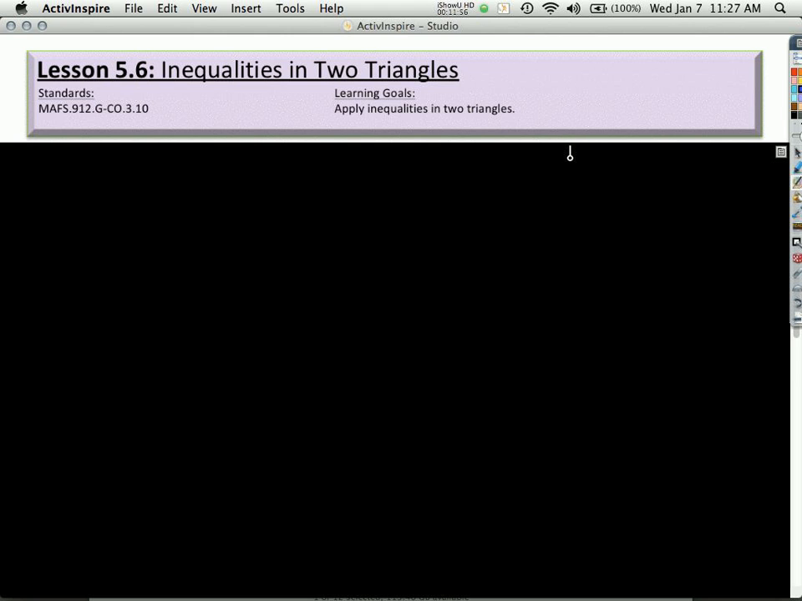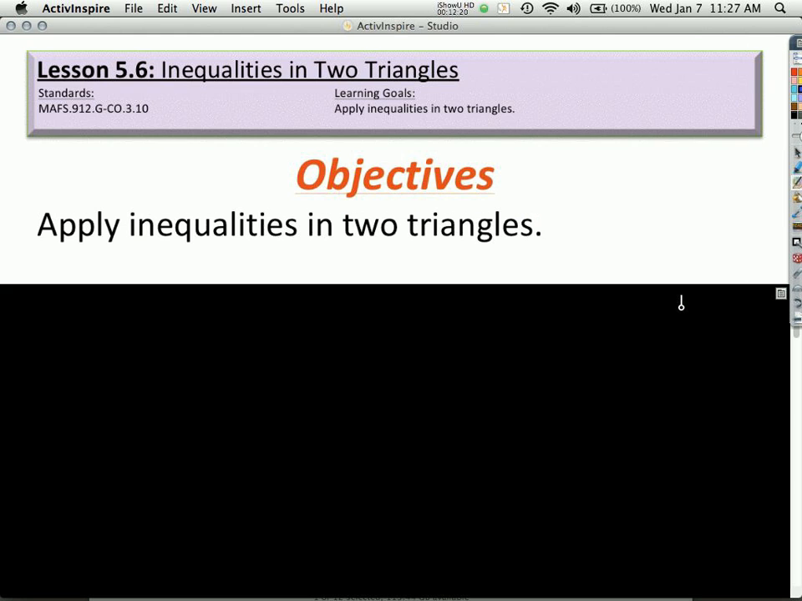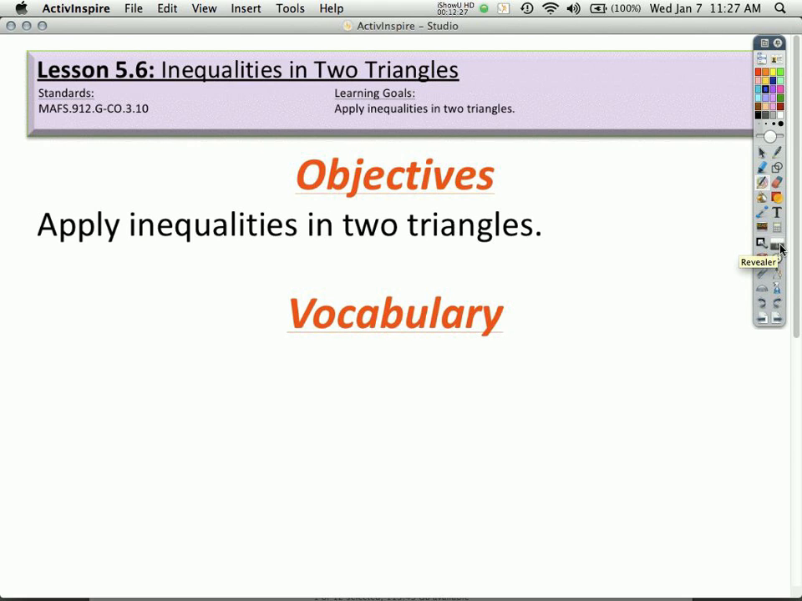Okay, last time we were together, we started exploring the use of inequalities within one triangle. Today we're going to expand to how inequalities can be used to work with 2 triangles. You should have your cheat sheet out. You're going to need it. You should pretty much just be taking it out no matter what. And our objective today is to be able to apply inequalities in 2 triangles. And there's no new vocabulary. We're going to utilize all the vocabulary we've been using all year.